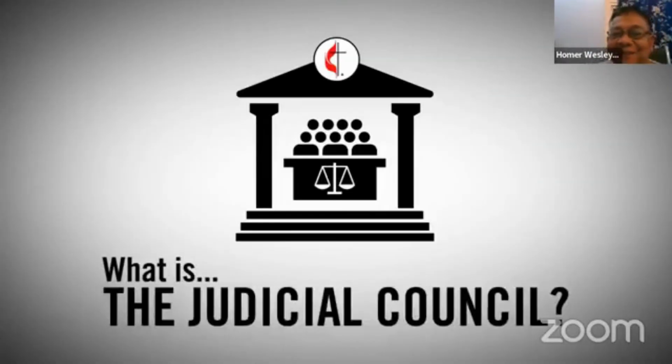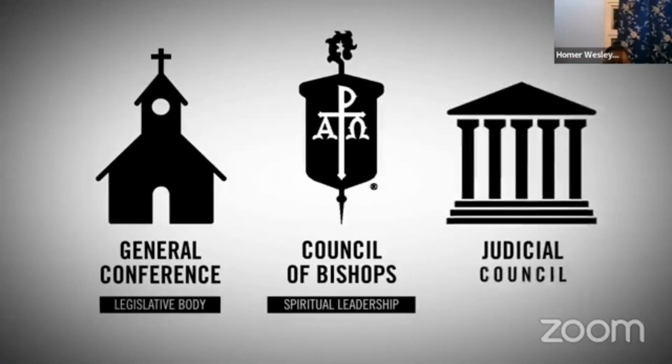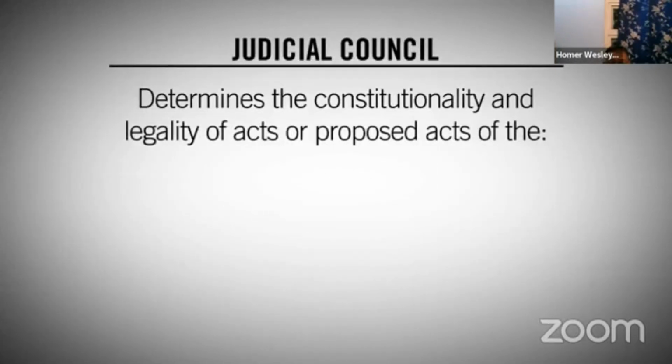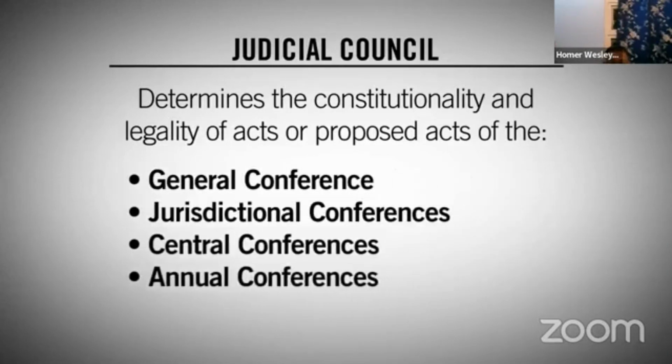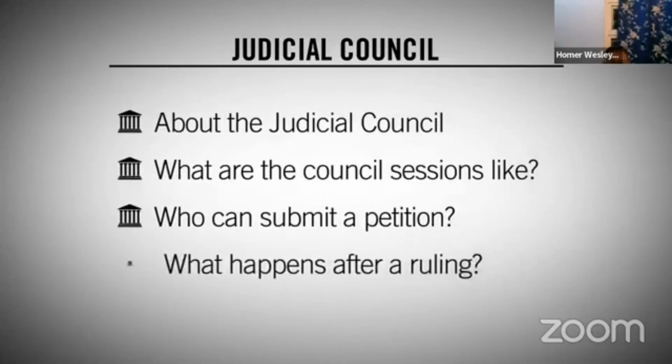Overview of the Judicial Council and how it serves the United Methodist Church. There are 3 main bodies that govern the United Methodist Church: the General Conference, the Council of Bishops, and the Judicial Council. The Judicial Council determines the constitutionality and legality of acts or proposed acts of the general, jurisdictional, central, and annual conferences based on the Church's constitution and other parts of the Book of Discipline.